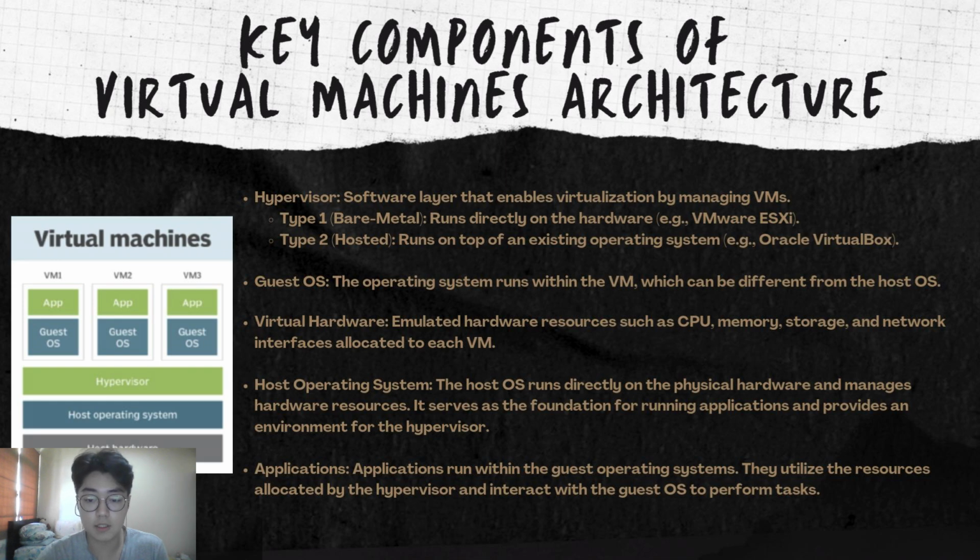Next is the host operating system. The host operating system runs directly on the physical hardware and manages the hardware resources. It serves as the foundation for running applications and provides an environment for the hypervisor. And lastly, the applications. Applications run within the guest operating system. They utilize the resources allocated by the hypervisor and interact with the guest OS to perform tasks.